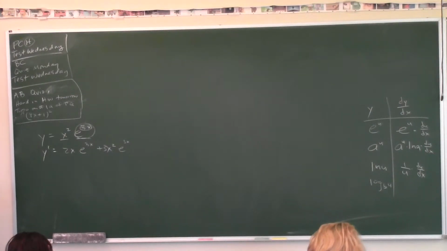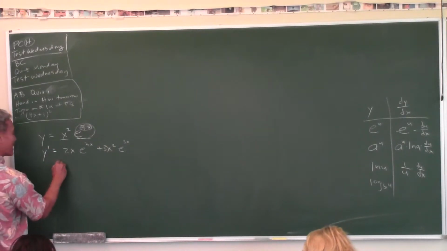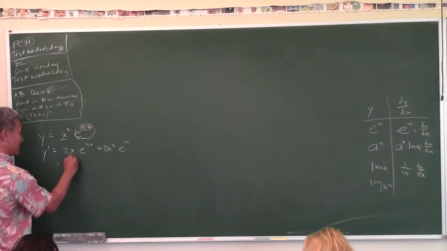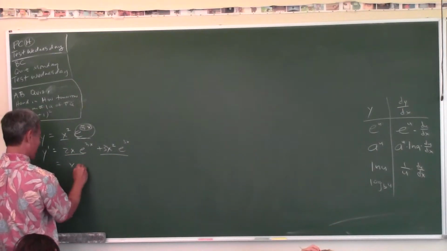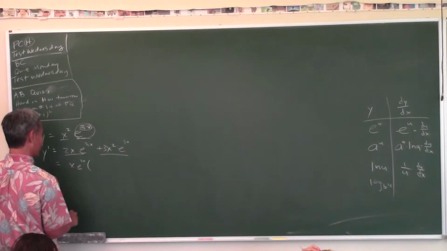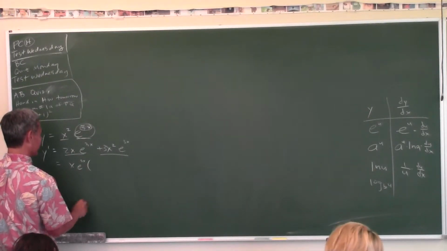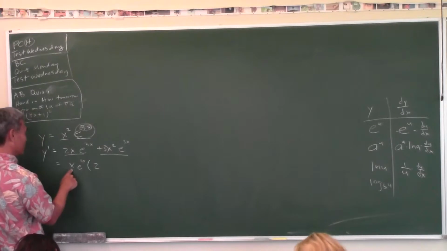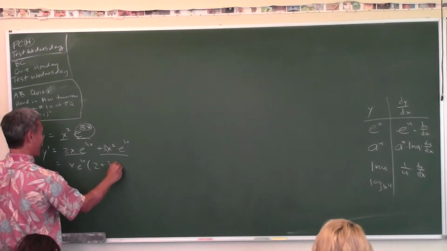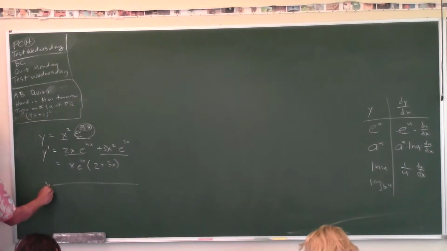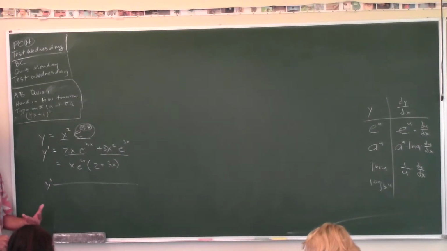And of course, you need to simplify it because next chapter we're going to make a number line for this. So what can I factor out? Look, I got two terms here. What can I factor out? An x and an e to the 3x. What's left? 2x. But that's just 2 times x, plus 3x squared, so 2 plus 3x.